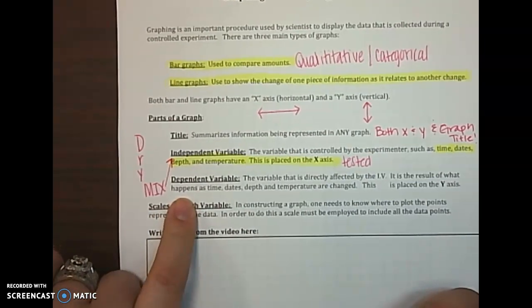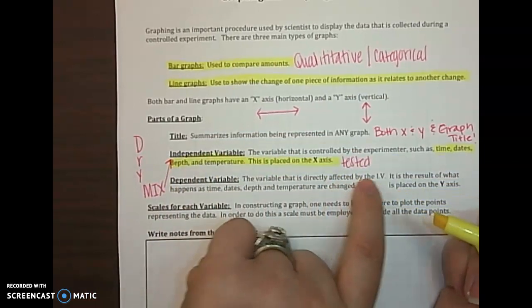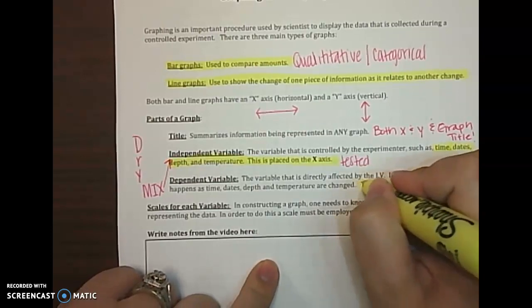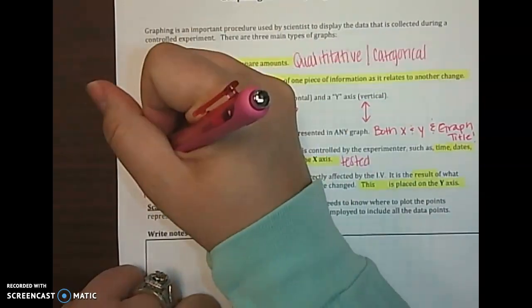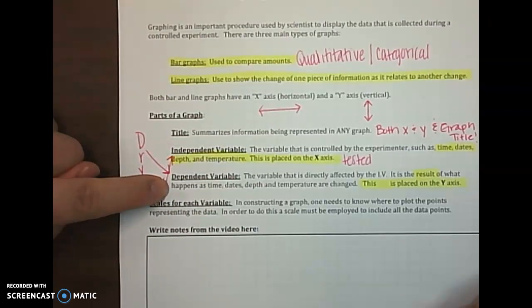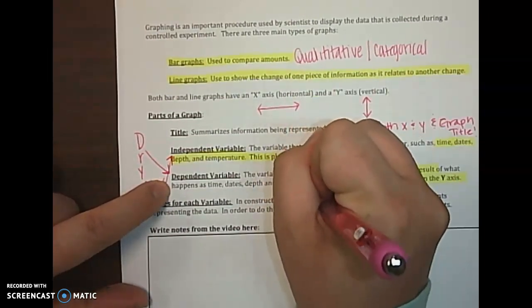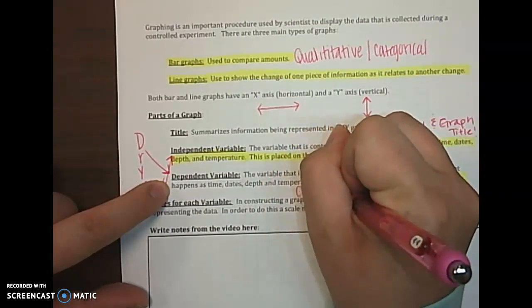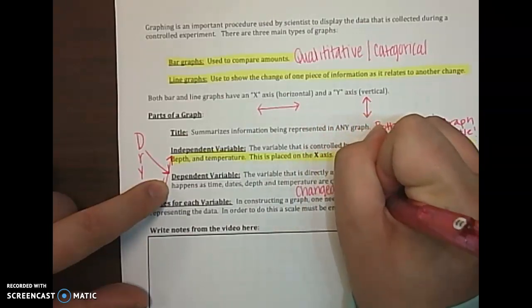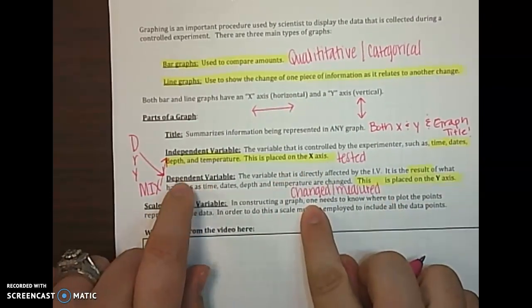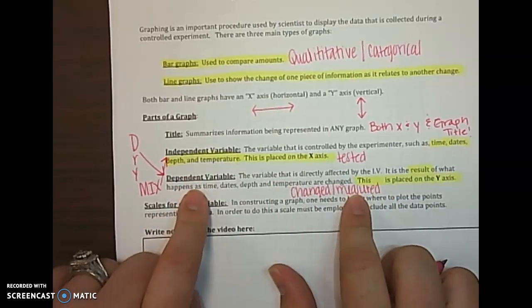Your dependent variable is what is being affected by the independent variable. It's the result of what happened, and it is placed on the y-axis, and that is from dry. Dependent responding, remember it's responding to the independent on the y-axis, and it is what is being changed or measured. So you are getting a measurement value from your dependent variable.